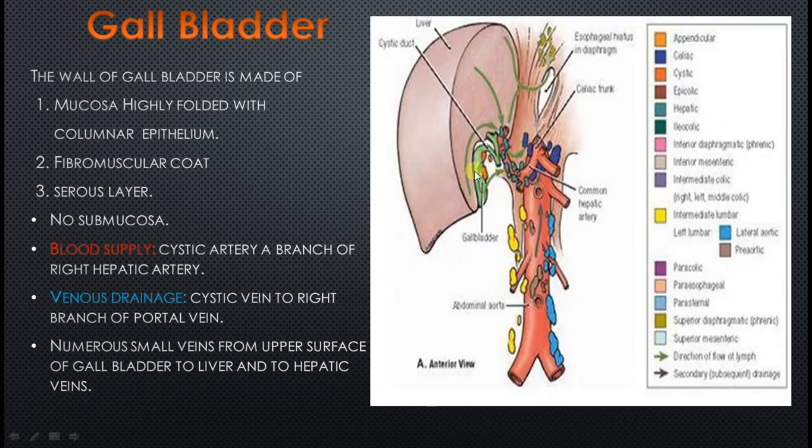Lymphatics of the gallbladder: the cystic nodes, you are able to see here. These cystic nodes ultimately will drain into hepatic nodes. They are called the cystic nodes of Lund, and from there they might ultimately go to the celiac nodes, which are around the celiac axis or celiac trunk. So that is about the blood supply, venous drainage and the lymphatic drainage of the gallbladder.